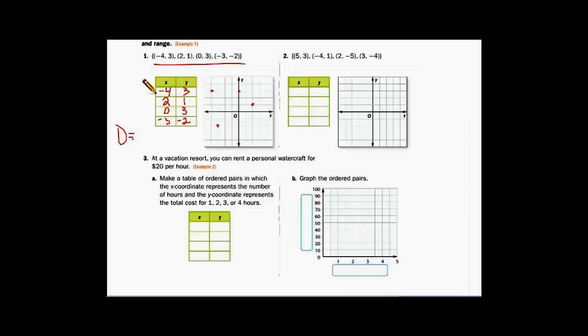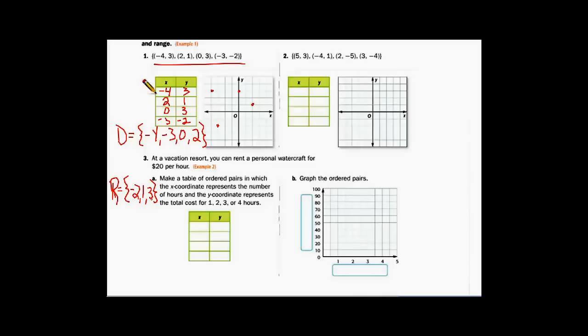The domain in order, in a brace: -4, -3, 0, 2, end brace. Range, in a brace, in order: -2, 1, 3. Again, you do not have to list duplicates, so that is the range.